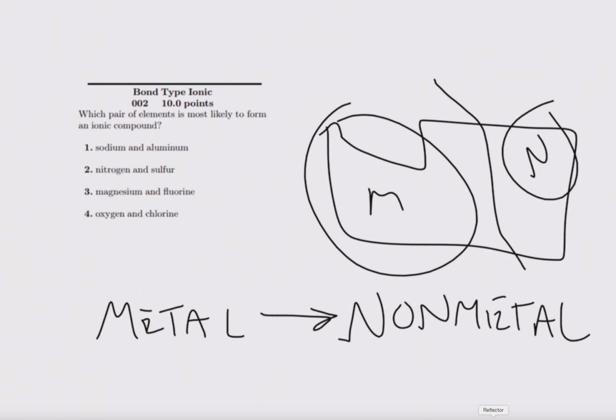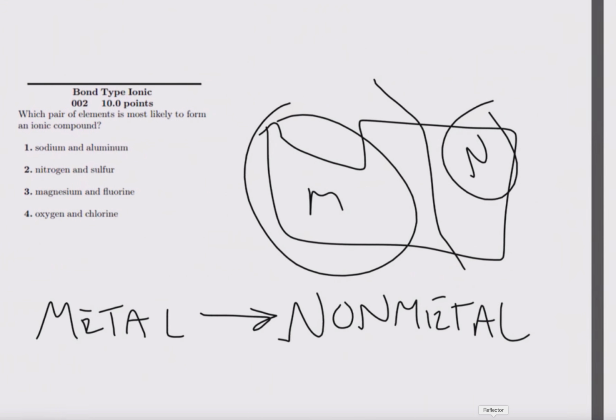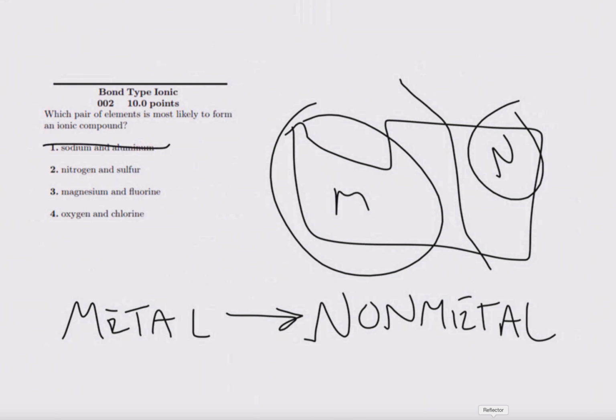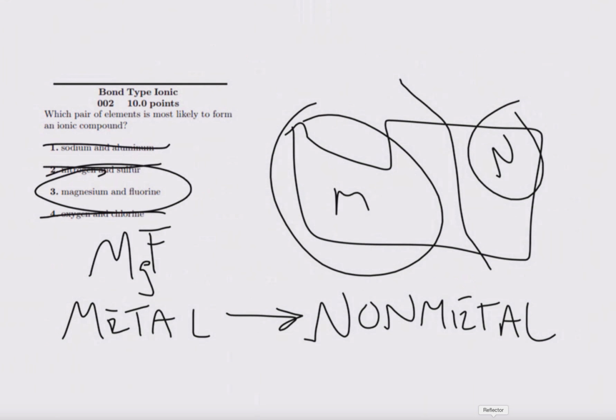So the first one is two metals, sodium and aluminum. The second one is two nonmetals. The last one is two nonmetals. The only one that's a metal with a nonmetal is magnesium and fluorine. So that would be the ionic compound MgF2, magnesium fluoride.